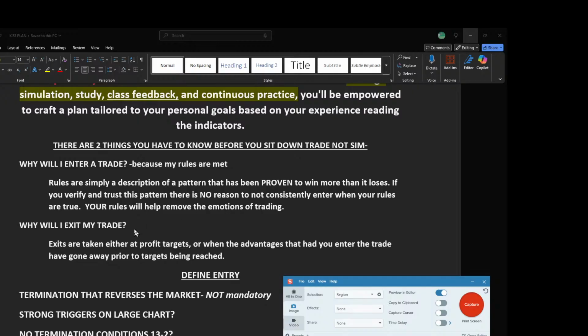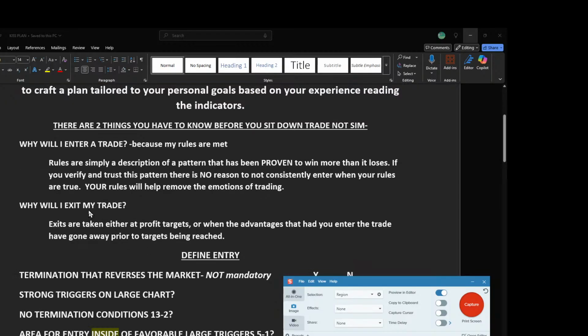But then you have to know why you're going to exit. And I fell short horribly as a brand new trader because I would get into the market and I was so terrified of not winning because I didn't trust the pattern, that I would exit too soon. I was the king of taking the perfect entry and making 2 or 3 ticks on it. At the end of the day, I was down commissions. So why will I exit?